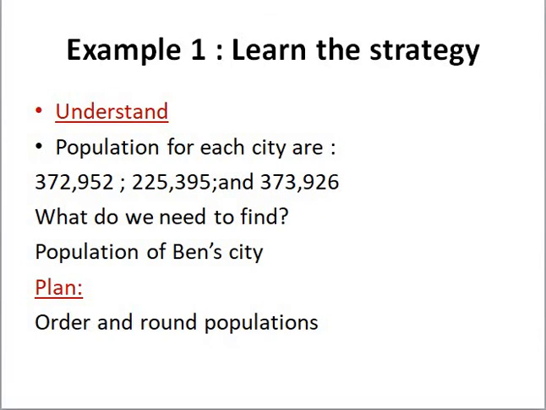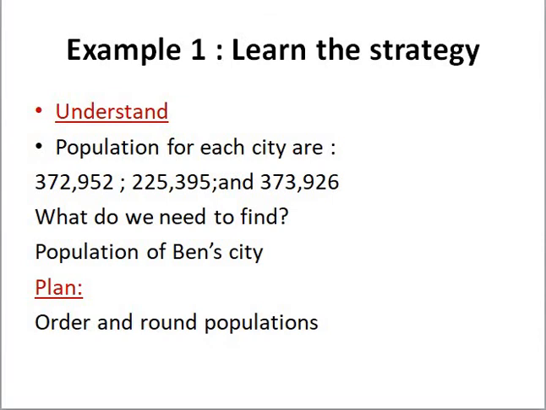Now they tell us some information about Andy's and Kelly's places or cities. For example, they tell us that Andy's city has the least population. So to find out the city with the least population, I have to order. This is one of my plans: to order the numbers from the least to the greatest.